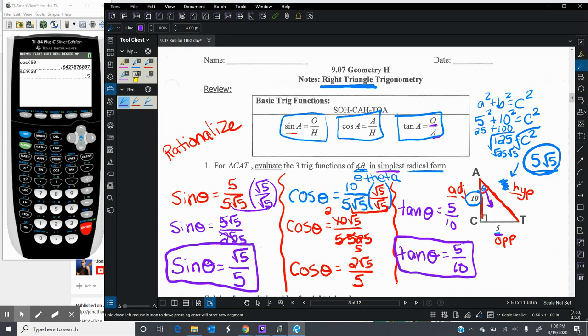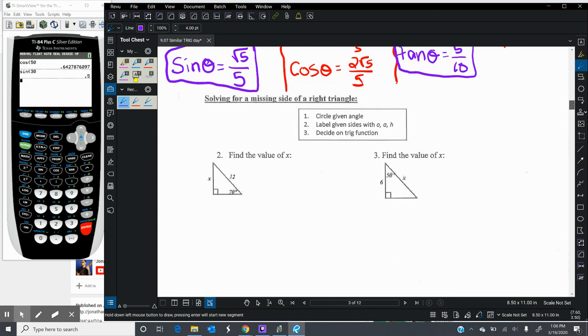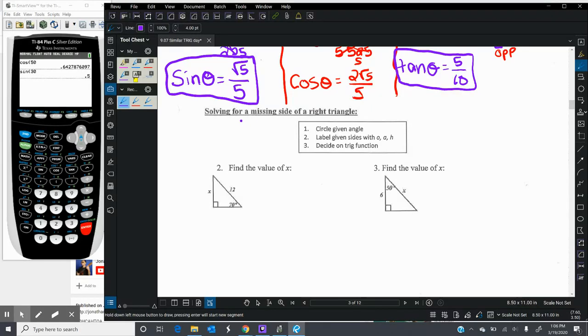Moving on to actually using these trig functions to find sides of a triangle. So again, trigonometry is used to find sides or angles of right triangles. Again, that's important for us. So the steps here: circle the angle, because that's what we're focused on. We're focused on that 70-degree angle. Label your O, your A, and your H, your opposite side, adjacent, and hypotenuse, and then decide which trig function.